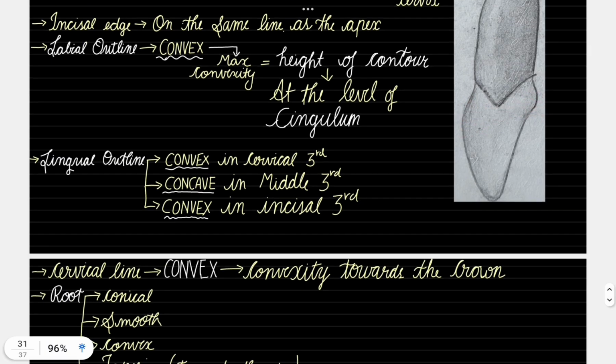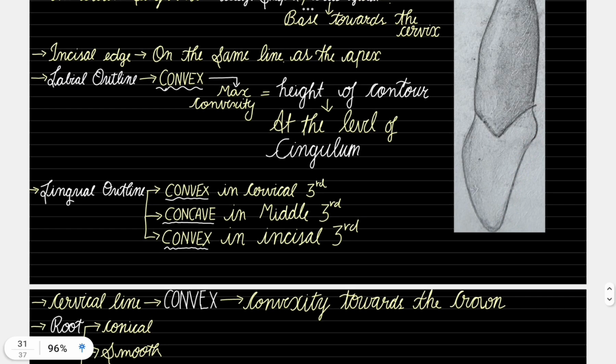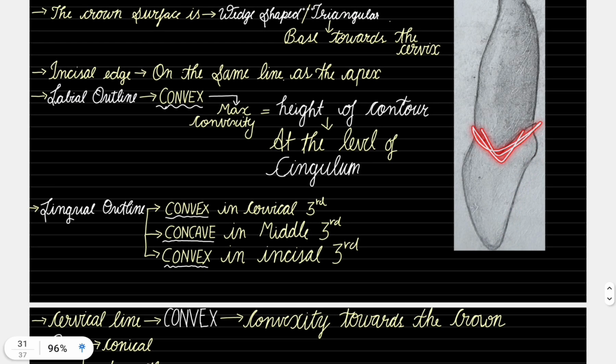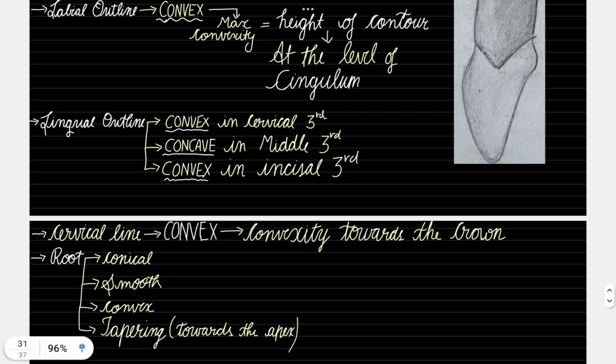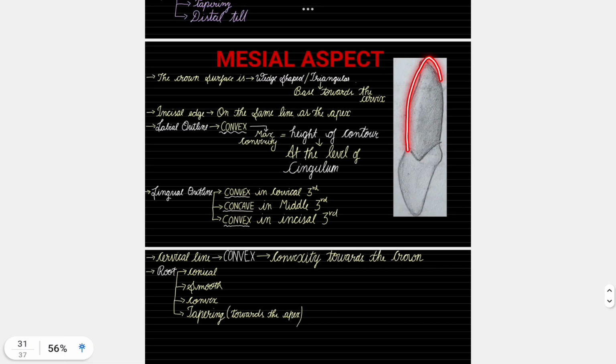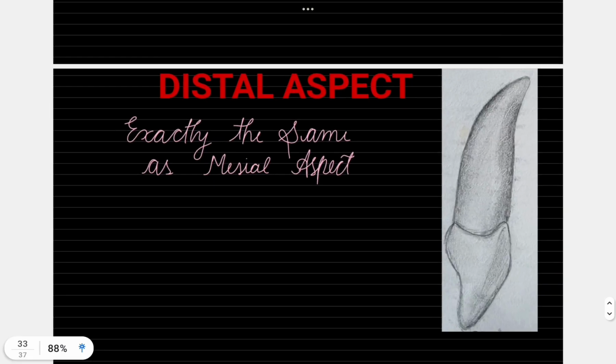The lingual outline is a bit more complicated. So here we have convexity in the cervical third, concavity in the middle third, and slight convexity in the incisal third. So this is convex, concave, and convex again, that is the lingual outline. Cervical line is convex, the convexity is towards the crown. Then we have the root which is similarly once again conical, smooth, which is convex, and it is tapering towards the apex.